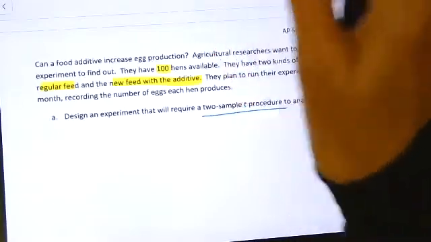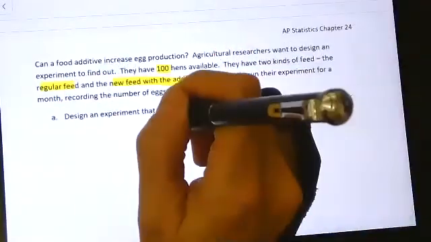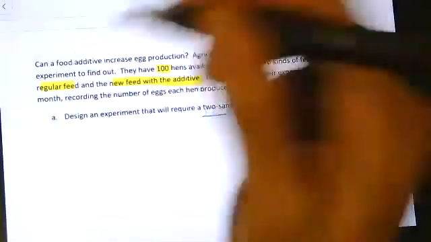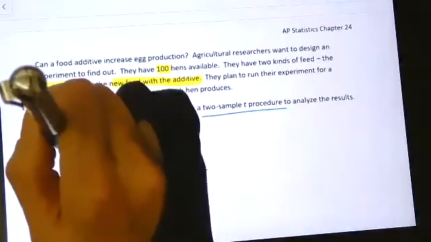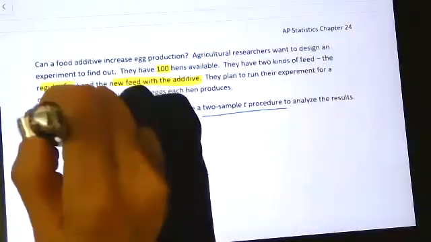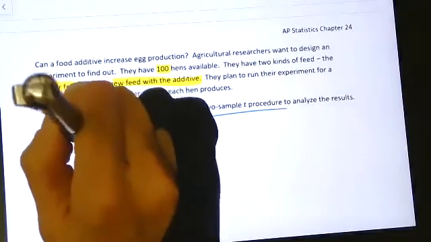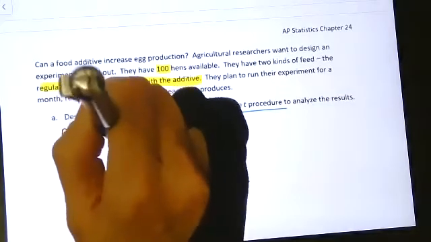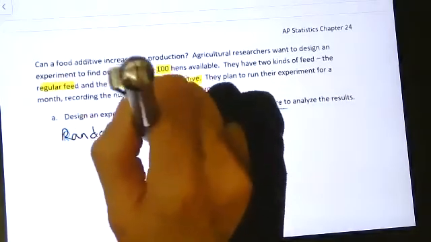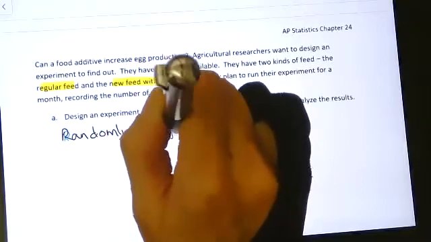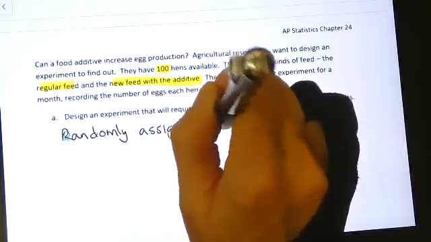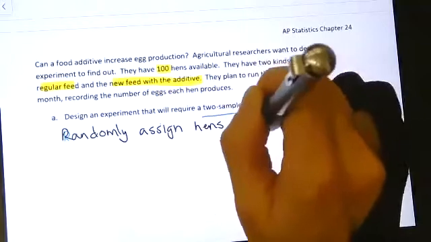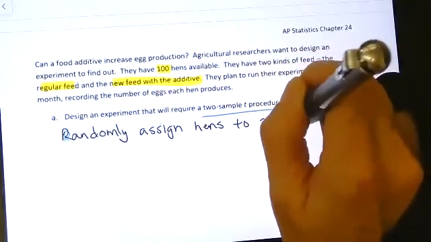So we would randomly assign hens to 2 treatment groups.